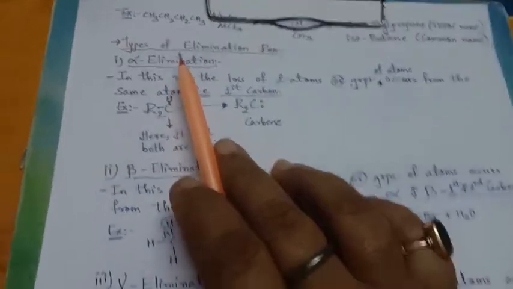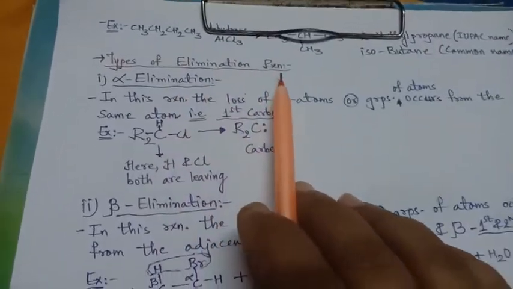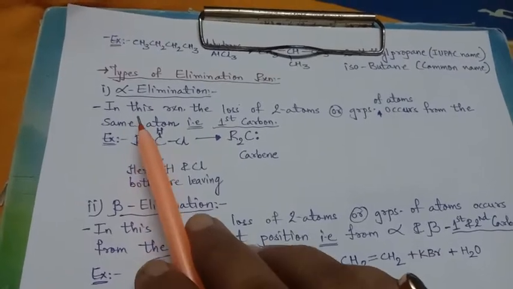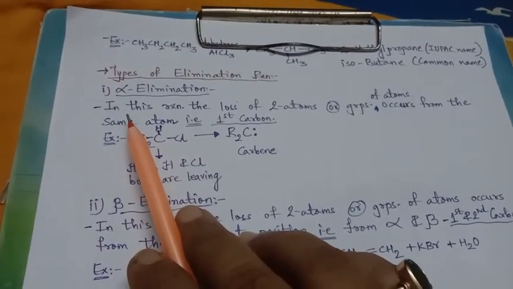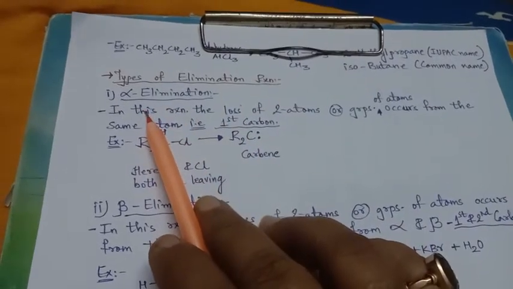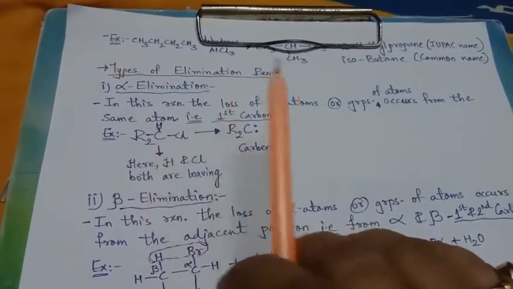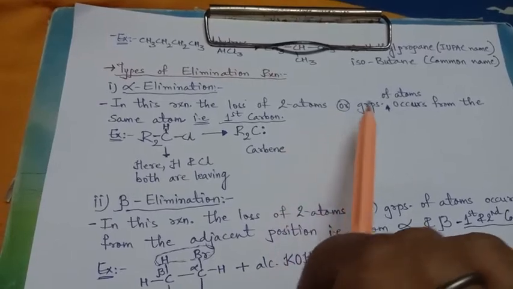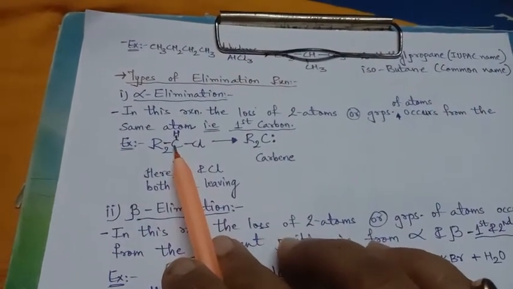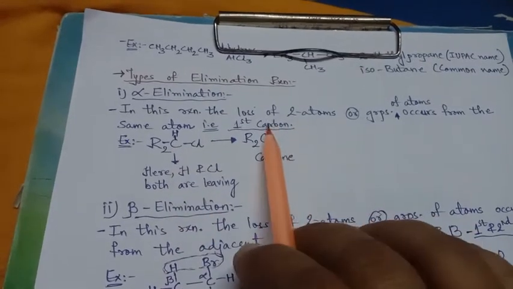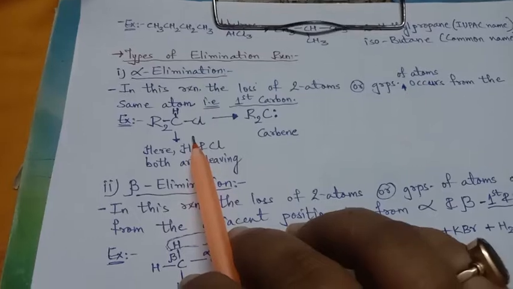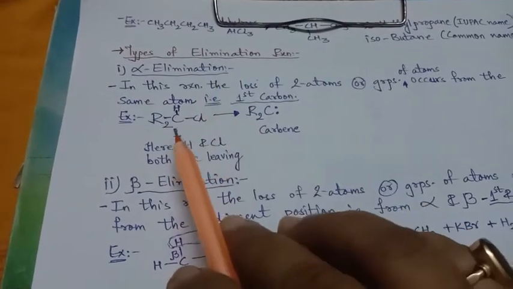Now let us see the types of elimination reaction. The first is alpha elimination. So what is alpha elimination? Elimination we know means to remove. But what is alpha? In this reaction, the loss of two atoms or groups of atoms occurs from the same atom. So loss of two atoms will take place, but that too from the same atom, it is called alpha elimination.